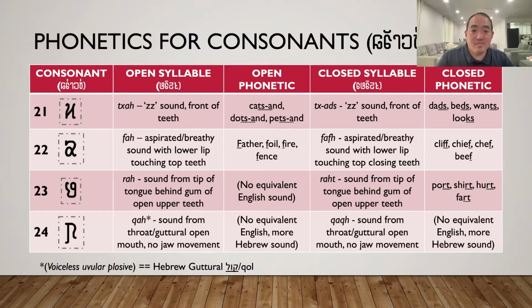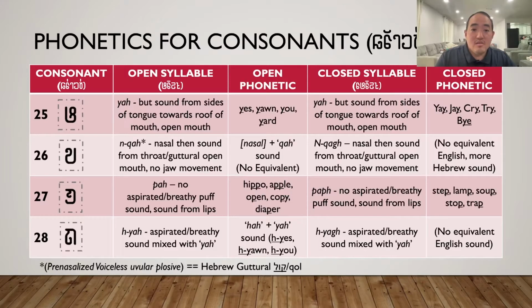Now let's move on to the next one. The next one, number 25, the consonant is pronounced ya, yah. You'll hear that the open syllable and the closed syllable are very similar. There's not really a strong closed syllable, but there is still a closed syllable sound, okay? For the open syllable, the sound should come from the sides of your tongue, not the tip, the sides of your tongue towards the roof of the mouth, and it's an open mouth. You hear this in the word yes, yawn, you, yard. That should be pretty straightforward in English as well.